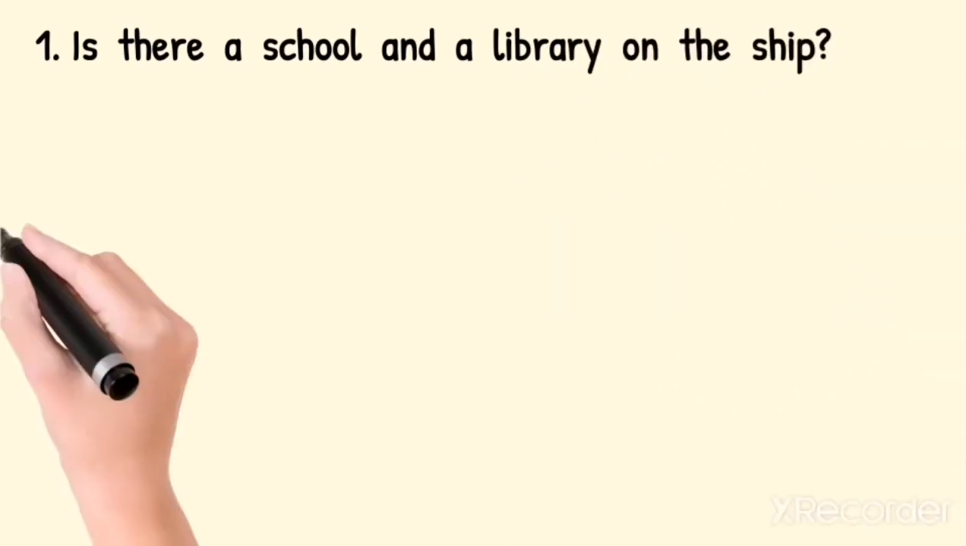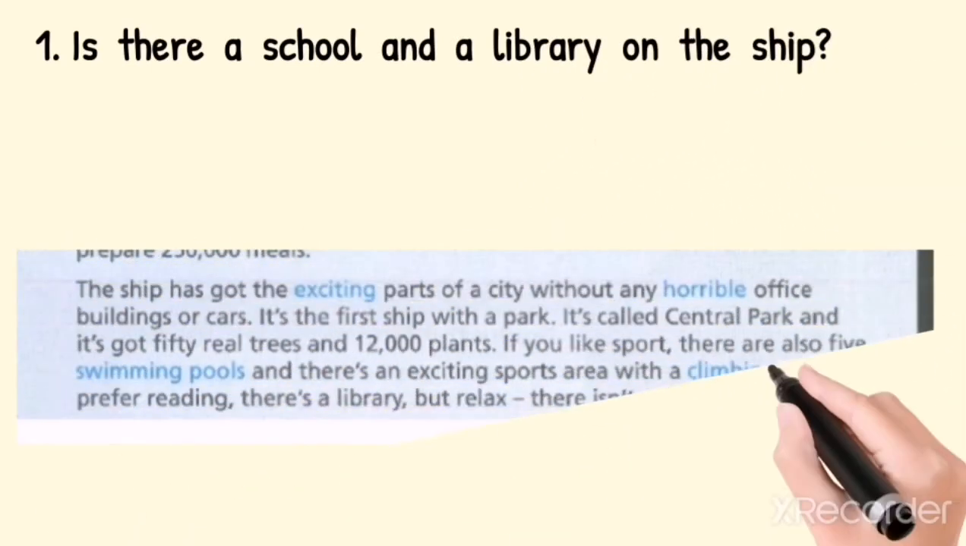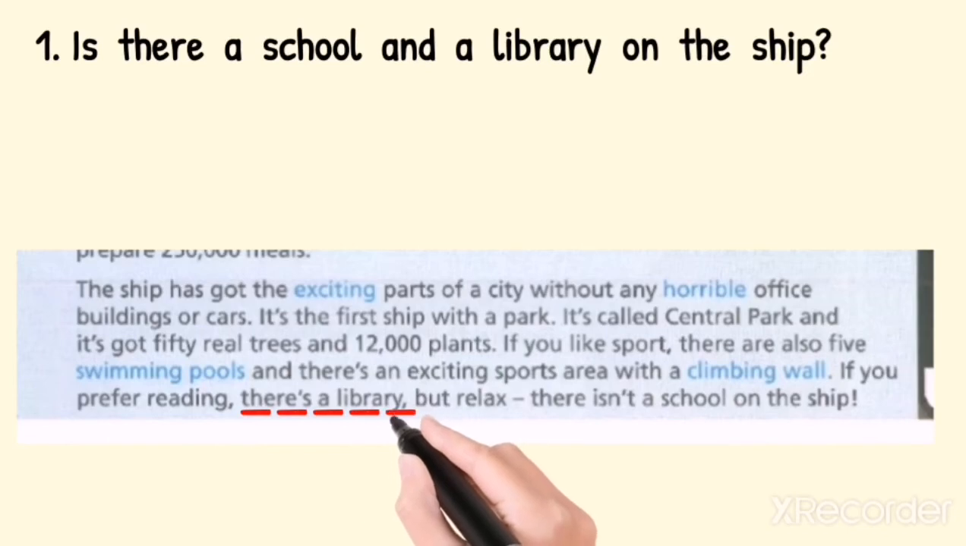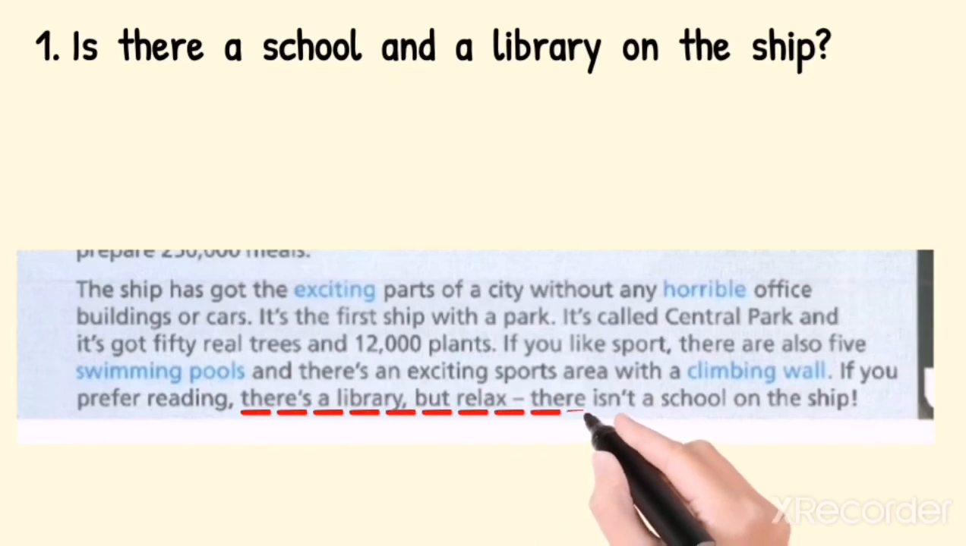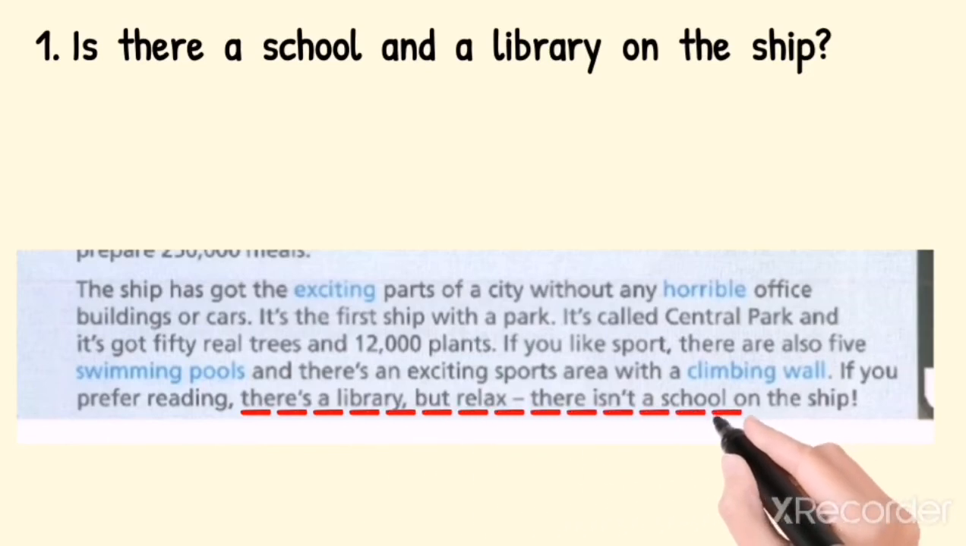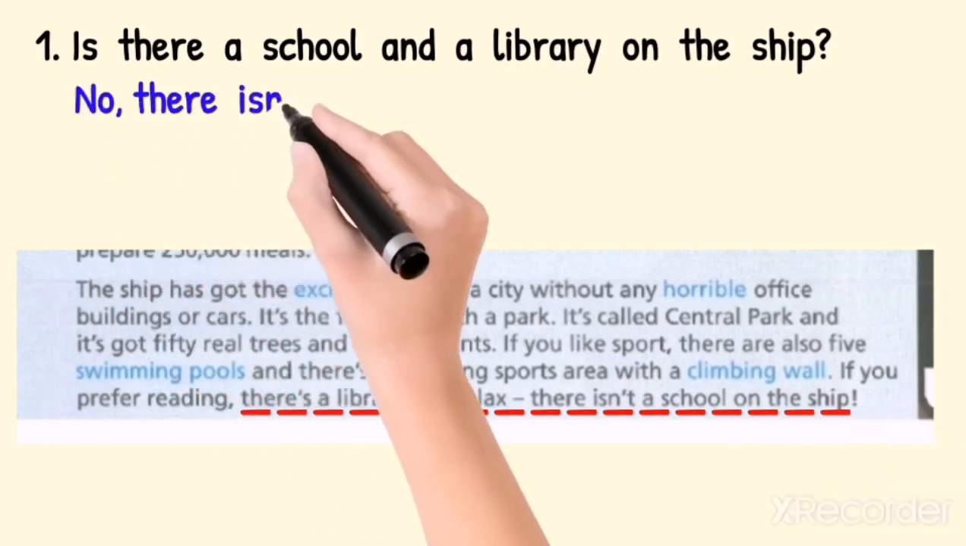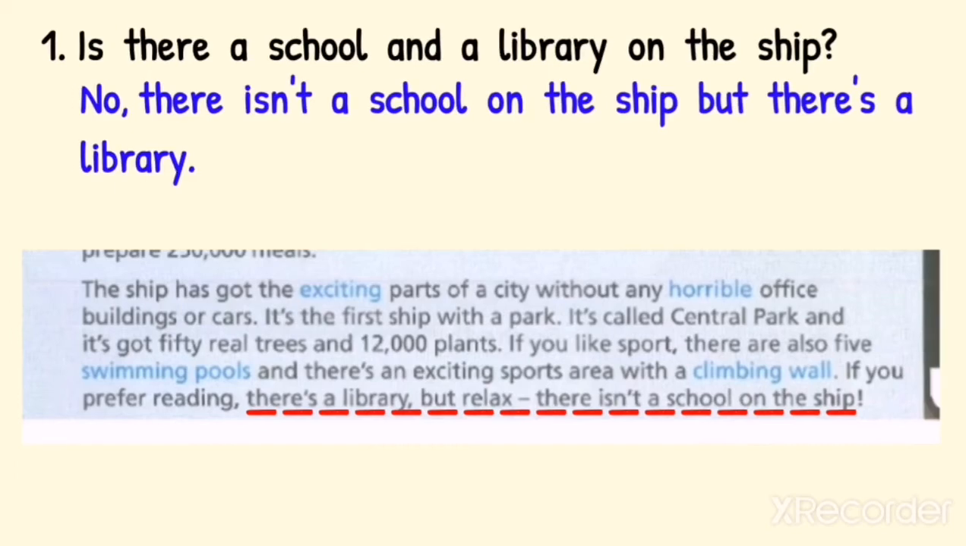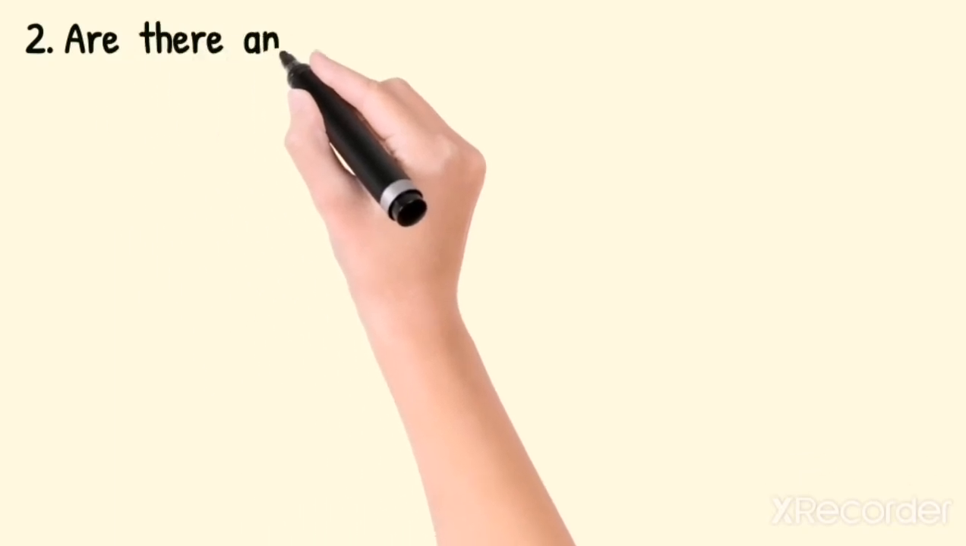Now it's time for you to answer some questions. Question 1. Is there a school and a library on the ship? You'll find the answer in the last paragraph as underlined there. So the answer is no, there isn't a school on the ship, but there's a library. Okay, you need to copy this answer and the questions in your exercise book.